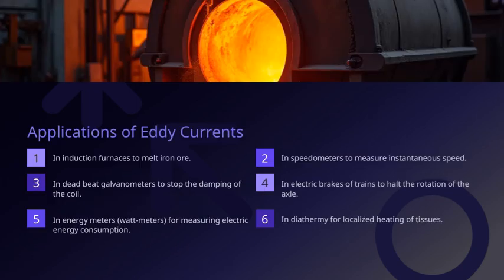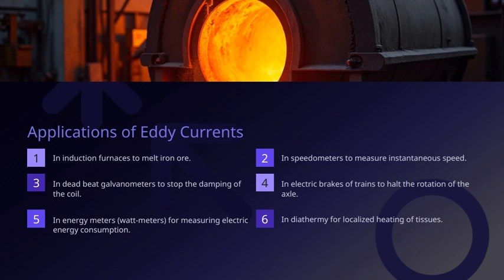Now, let's look at some of the key applications of eddy currents and how they are utilized in various fields. First, eddy currents are used in diathermy for localized heating of tissues, which is particularly useful in medical treatments to target specific areas without affecting surrounding tissues. Next, in the context of railways, electric brakes on trains rely on eddy currents to help halt the rotation of the axles, providing smooth and efficient braking.